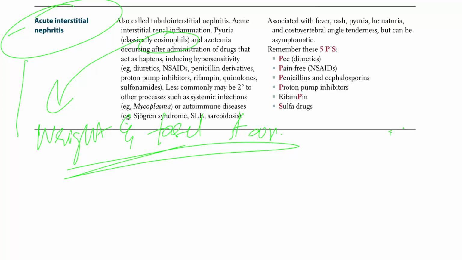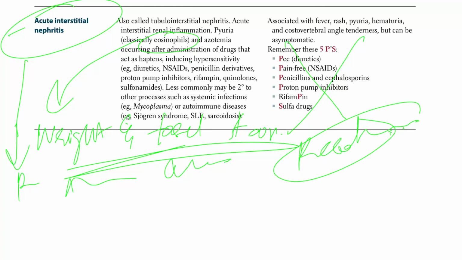And now this acute interstitial nephritis can progress to renal papillary necrosis, or cessation of the drugs can resolve the tubulo-interstitial inflammation. So that's pretty much all we have for acute interstitial nephritis.